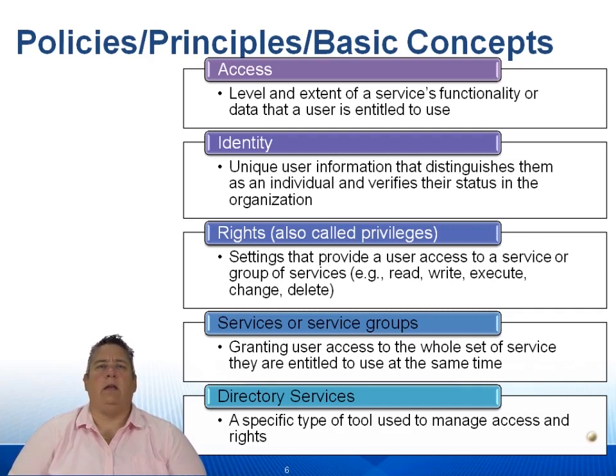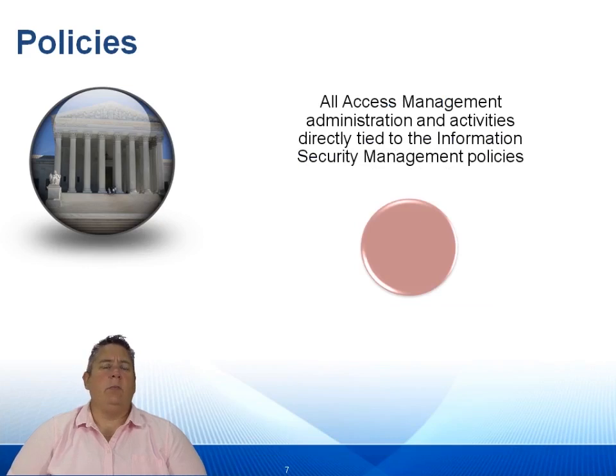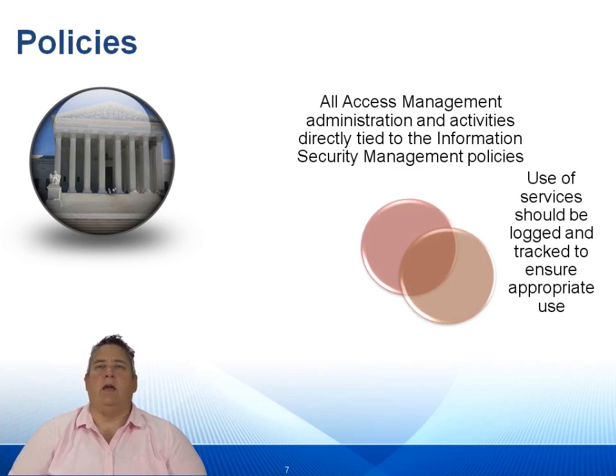Okay, so 5 key concepts here. Some of the policies that are involved. First of all, access management administration and activities are directly tied to information security management policies. Since this process is very clearly addressing the operational state of CIA, confidentiality, integrity, and accessibility of data and services, access management really has to mirror the policies within security management.